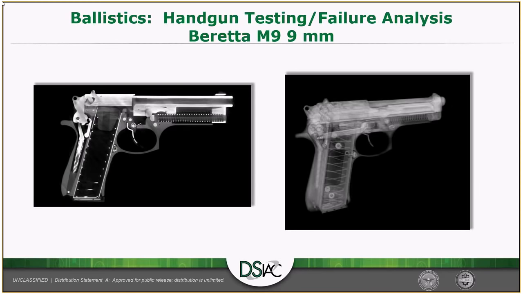Here's another image. This is a handgun. This is a Beretta M9. So we did a CT scan on this, and you can see one of the slices here on the left, and then a 3D rendering on the right, the transparent view. So this is really useful in testing firearms.